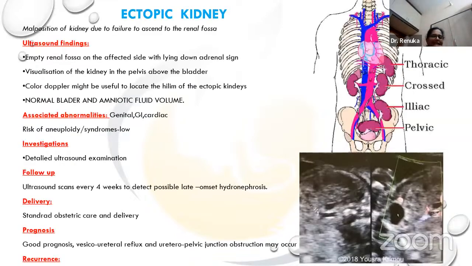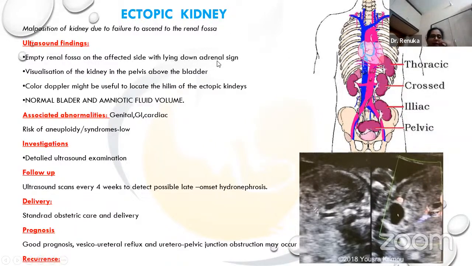Okay, coming to the next topic, that is ectopic kidney. This happens when the kidneys are formed here and they fail to ascend up to the renal fossa. What will be the ultrasound finding? Again, here, one-sided fossa will be empty, and you will find either the bowel or the adrenal lying down.